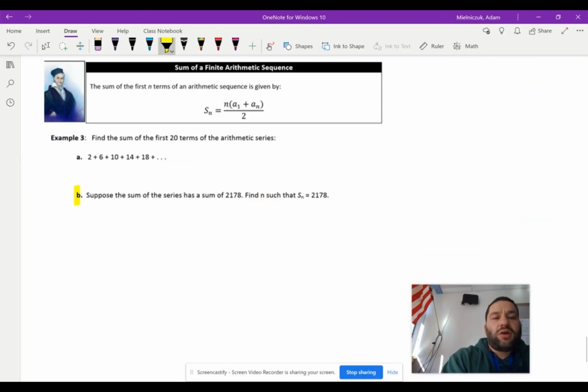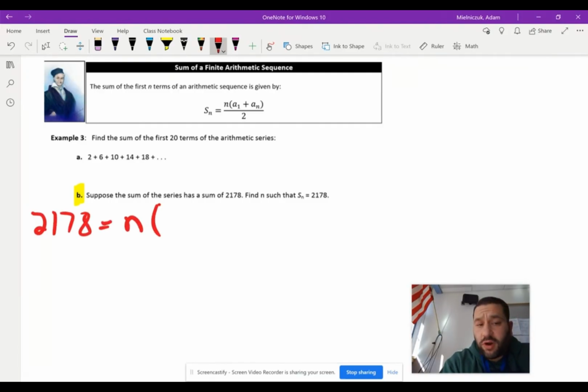All right, let's take a look at part B now. That says, suppose the sum of the series has a sum of 2,178. Find n such that S of n equals 2,178. Well, what do we know? Okay, we know that 2,178 is going to equal n times your first term, which is 2. We know that from part A, plus the last term, which we don't know, over 2.